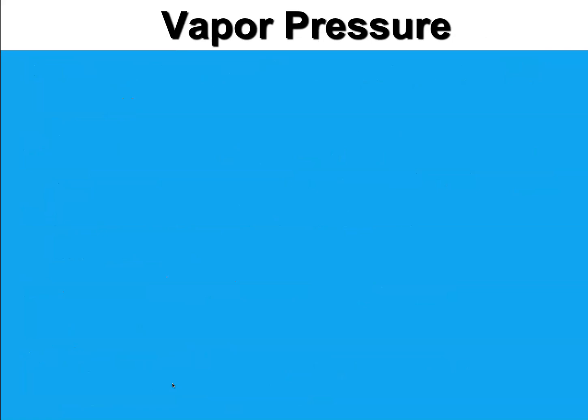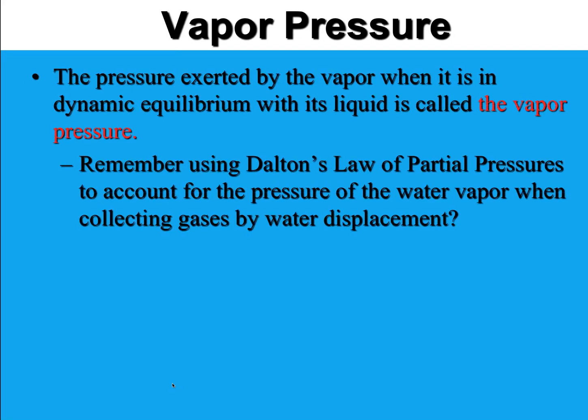Alrighty then. So continuing with vapor pressure, the pressure exerted by vapor when it is in a dynamic equilibrium with its liquid is called vapor pressure, as we've kind of already been talking about. Big thing to remember here is the use of Dalton's law of partial pressures.